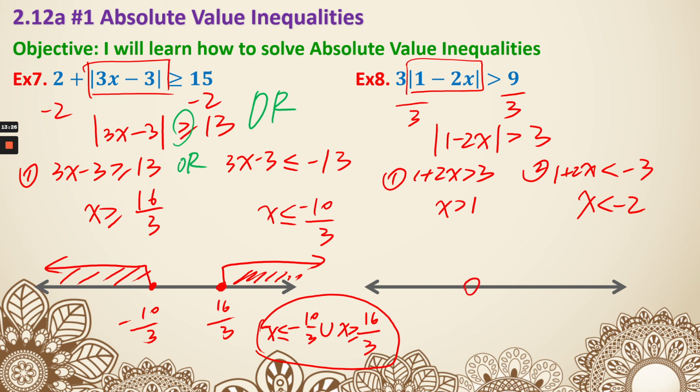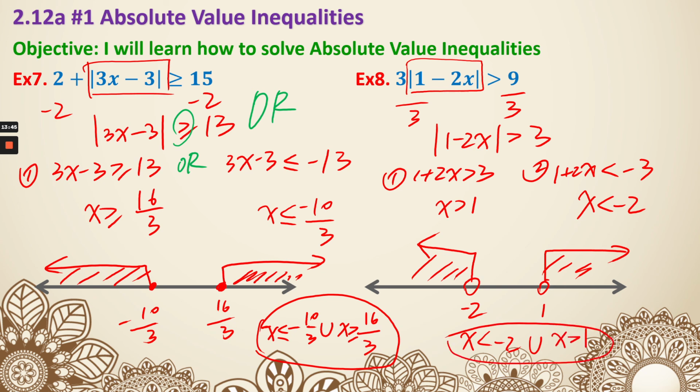I'm going to start graphing. -2 is right here, 1 is right here, greater than 1 pointing to the right, less than -2 pointing to the left. Shade them. Then final answer. X is less than -2, union, x is greater than 1. So that is the final answer for example 8. And that is everything for 2.12a. Thank you.